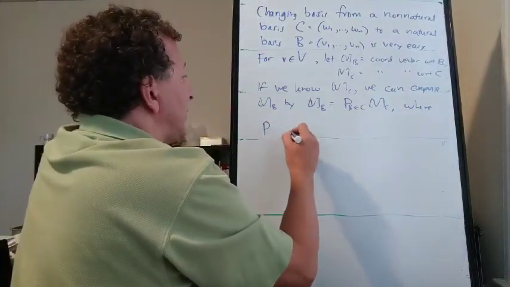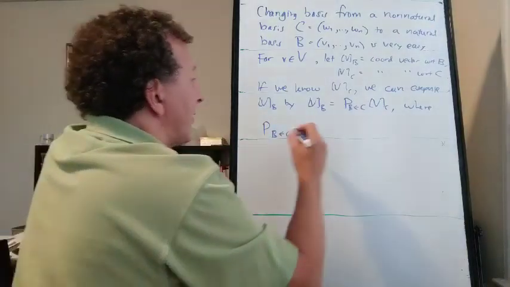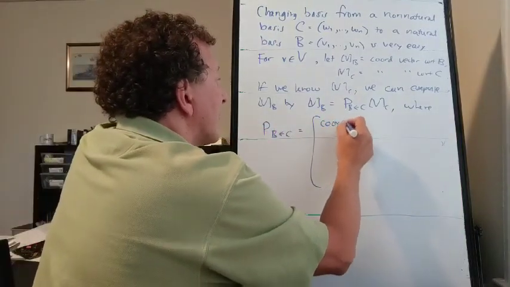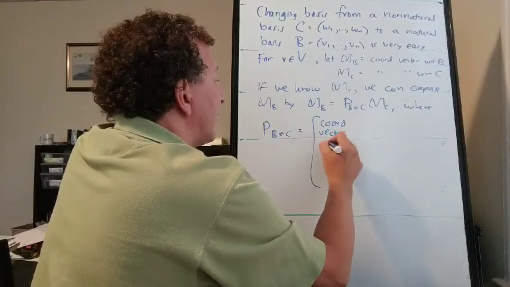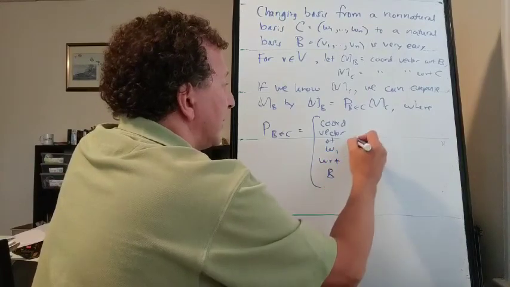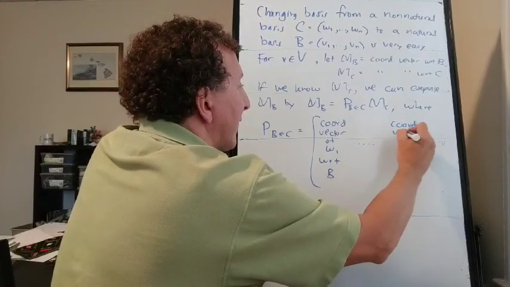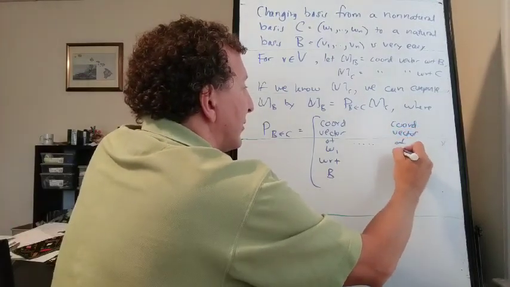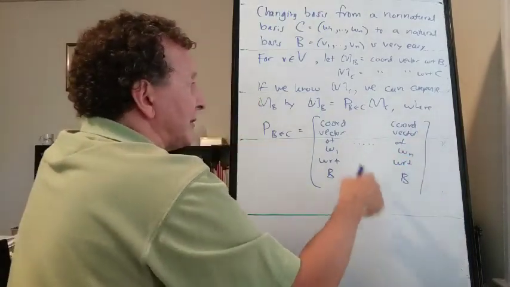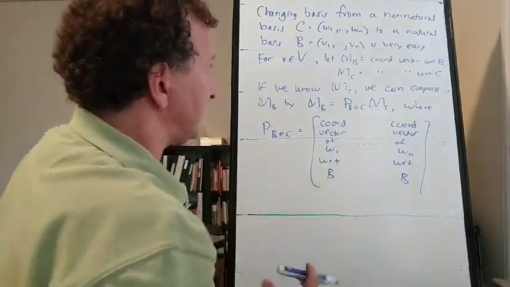where this matrix P_{C←B} has first column the coordinate vector of W1 with respect to B, etc., and then the last column is the coordinate vector of Wn with respect to B. So in general, the jth column is the coordinate vector of Wj with respect to B. So we do that for j equals 1 to n.